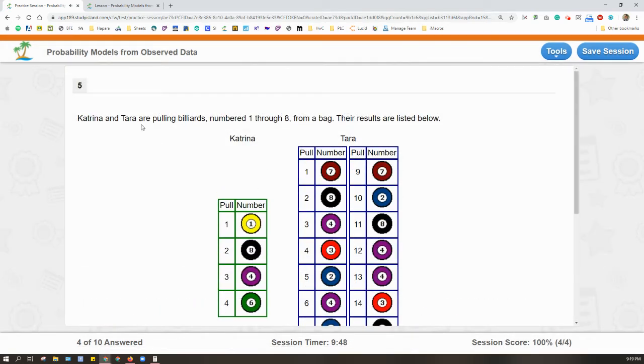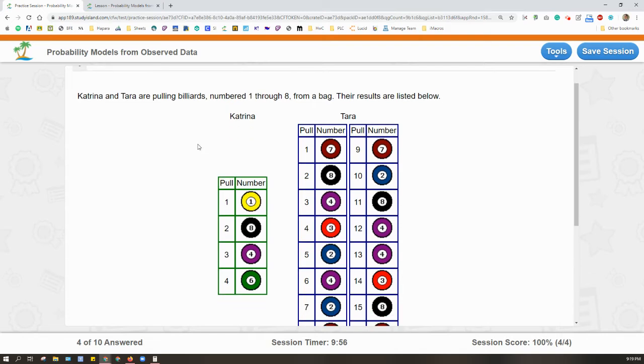Let's keep it rolling. Number 5, Katrina and Tara are pulling billiard balls numbered 1 through 8 from a bag. Their results are listed below. So you've got a bunch of billiard balls here. And the ones Katrina pulled, she pulled 4 different ones. Her first pull, she pulled the number 1 ball. Second pull, she pulled the 8 ball. Third pull, she pulled the number 4. And her fourth pull, she pulled the number 6. So she did 4 of them.